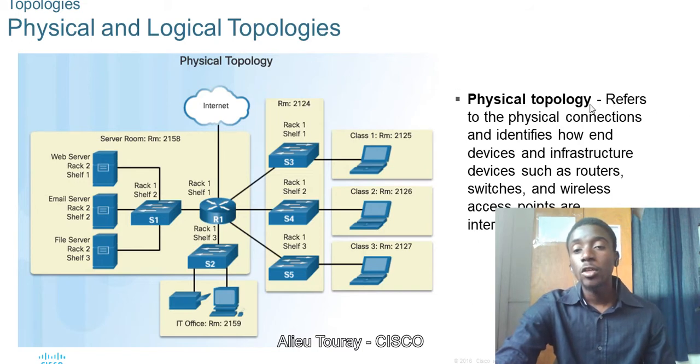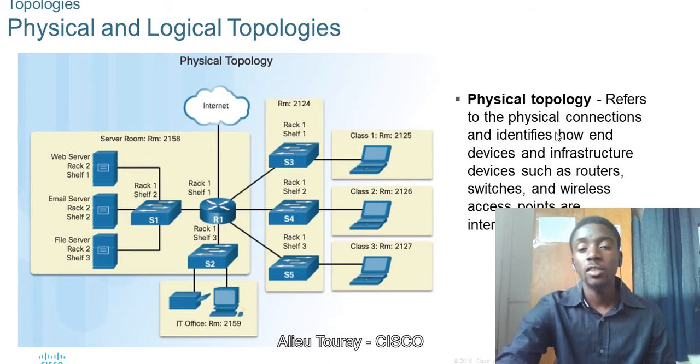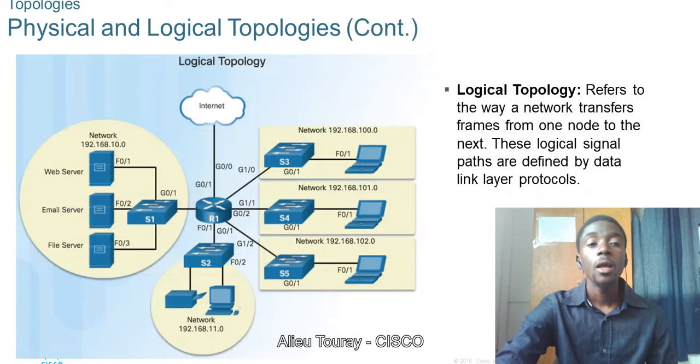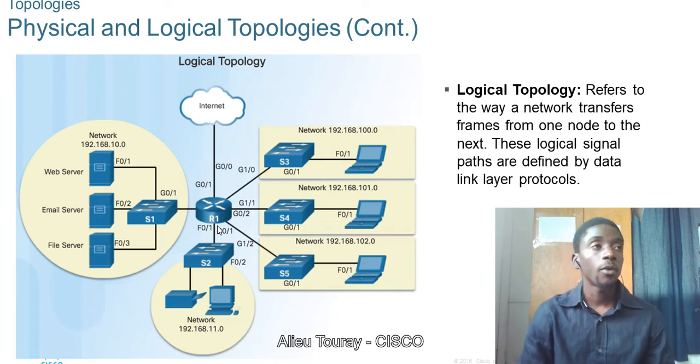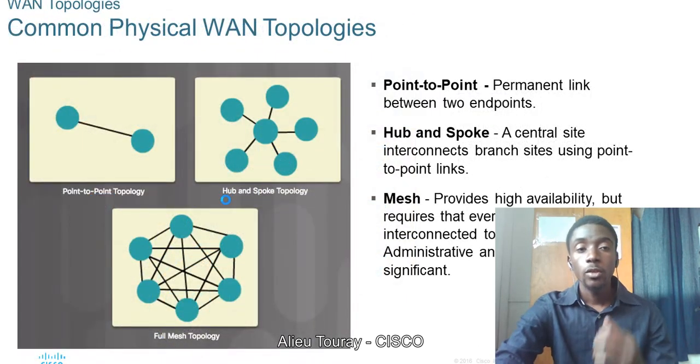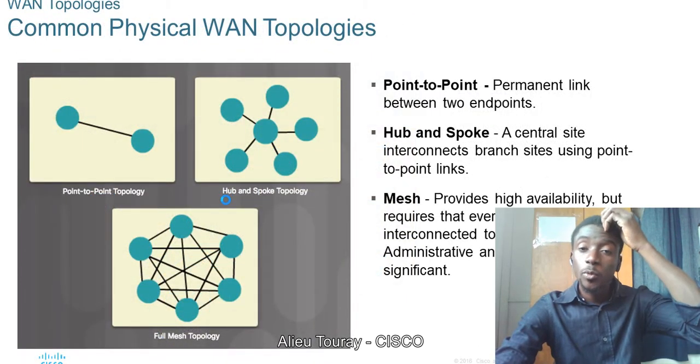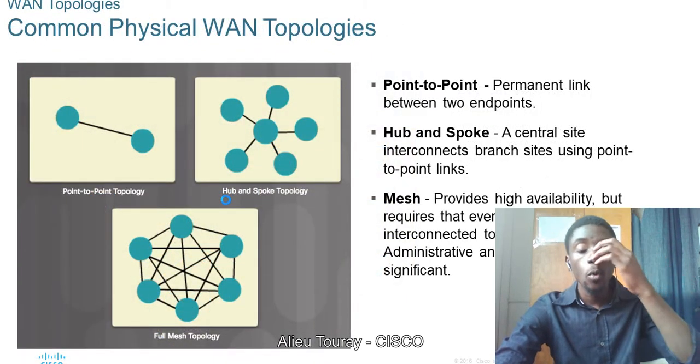The physical topology refers to the physical connections and identifies how end devices and infrastructure devices such as routers, switches, and wireless access points are interconnected. And the logical topology refers to how a network transfers frames from one computer or from one router's interface to another interface. So we have the physical topologies: point-to-point, hub and spoke, and mesh.